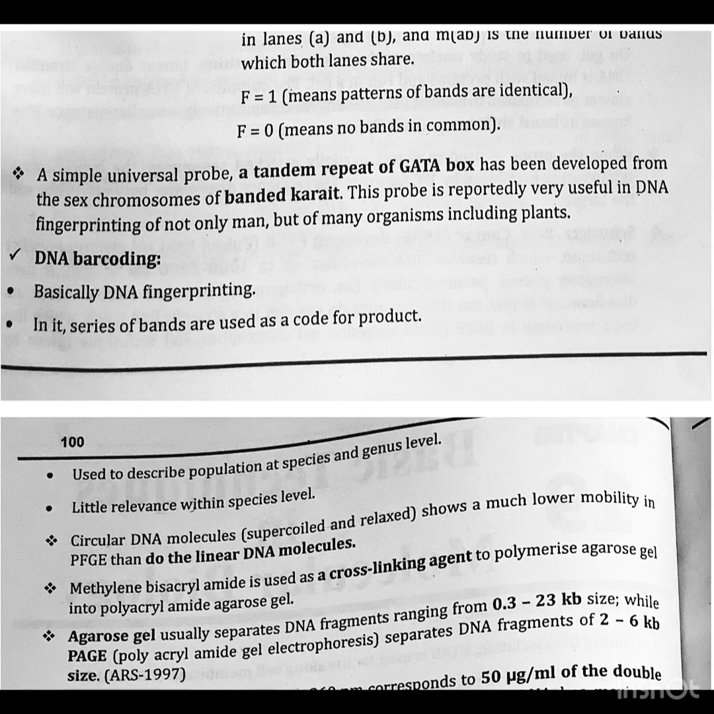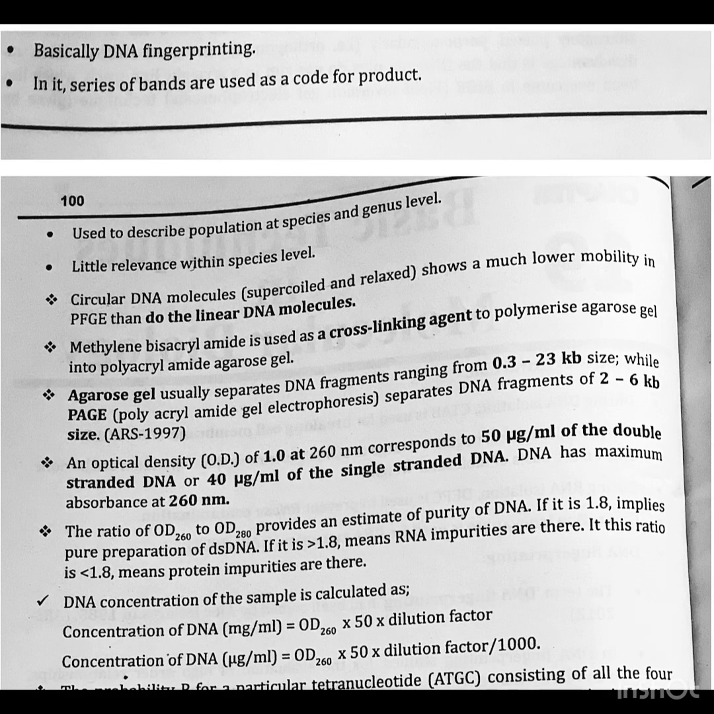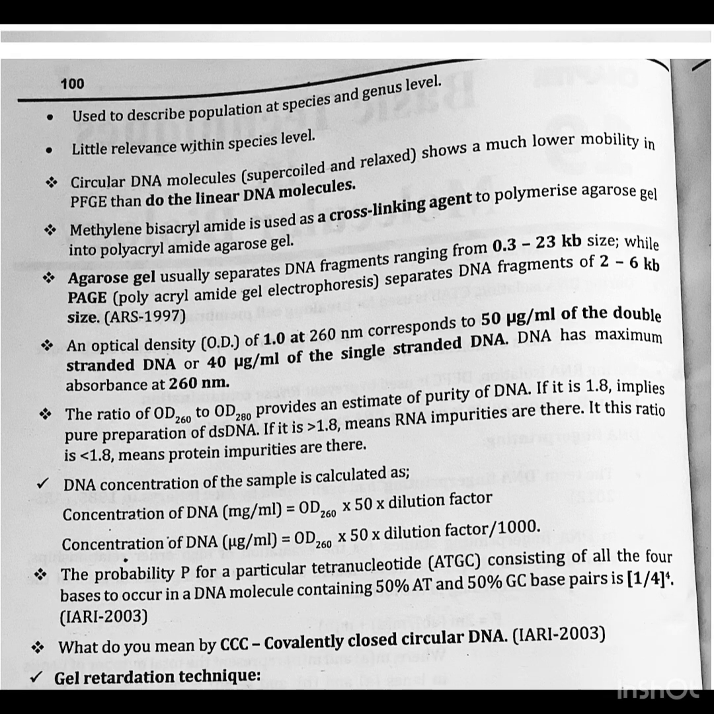A simple universal probe, a tandem repeat of the GATA box, has been developed from the sex chromosome of banded krait. This probe is reportedly very useful in DNA fingerprinting of not only man but of many organisms including plants. DNA barcoding is basically a type of DNA fingerprinting. In it, a series of bands is used as a code for a product. It is used to describe populations at species and genus level, with little relevance within the species level.